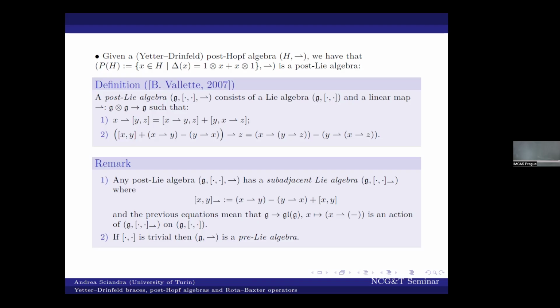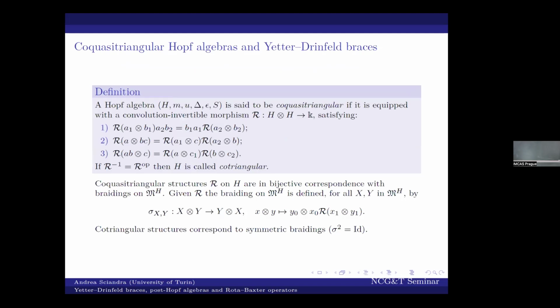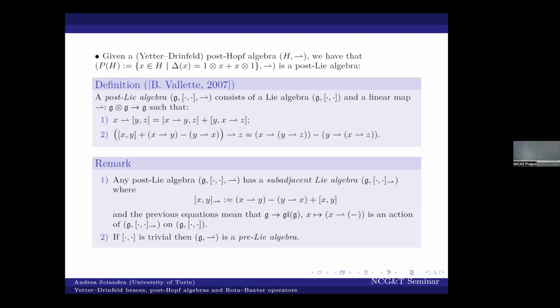So let us analyze this. First of all, if you define this part here as a new bracket, this in fact gives you a new Lie algebra structure on G, called the subjacent Lie algebra. And then conditions 1 and 2 just tell you that you have an action of the subjacent Lie algebra on G. In fact, you can see that the first one tells you that if you fix the first entry, this is a derivation. And then this other one just tells you that you have an action of the subjacent Lie algebra on the starting Lie algebra.